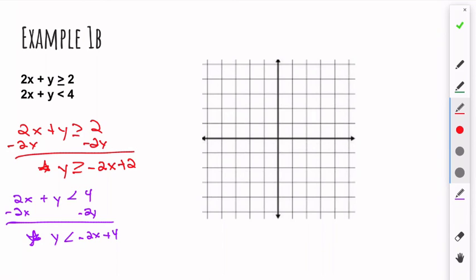So I'm going to graph the first one. It says y is greater than or equal to negative 2x plus 2. So I'm going to start at the plus 2. That's my y-intercept. And then my slope is negative 2, so I'm going down 2 over 1. If I'm going backwards, I would be going up 2, back 1. Now, since this is an "or equal to," I know this is going to be a solid line.